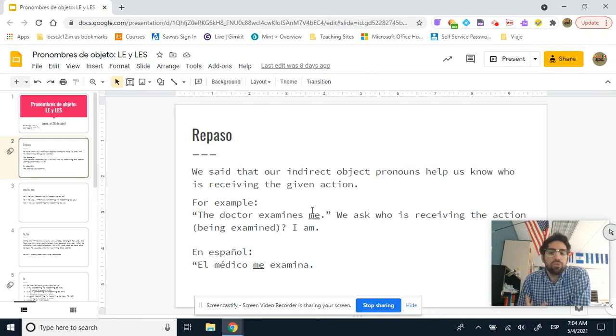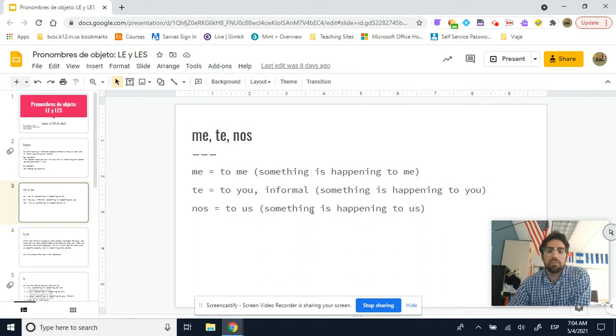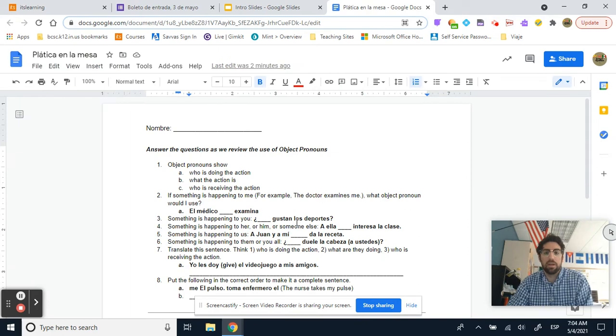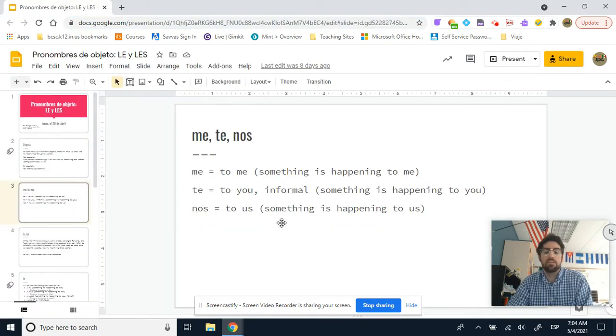Now, when we're using it in Spanish, we're always going to put that before the verb. So we would say the doctor examines me. En español, el médico me examina. And same goes for some of those other examples. If something is happening to you in the informal, we'll use te, as in te gusta, if we're looking back. Te gustan los deportes.